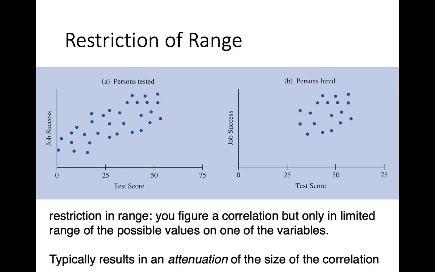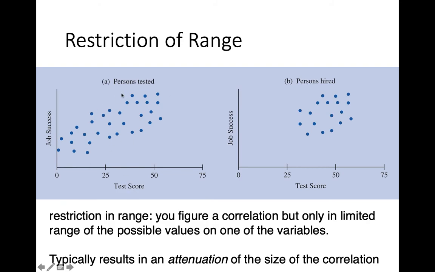Okay, another issue that is worth talking about is something called restriction of range. With a restriction of range, you would figure out a correlation, but only in a limited range of possible values on one of the variables. And the issue with this is it typically results in an attenuation, in other words, reduction of the size of the correlation. So let's take this example.